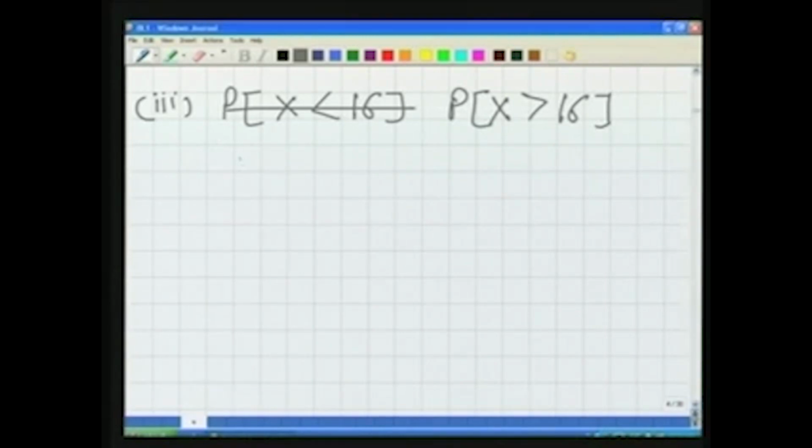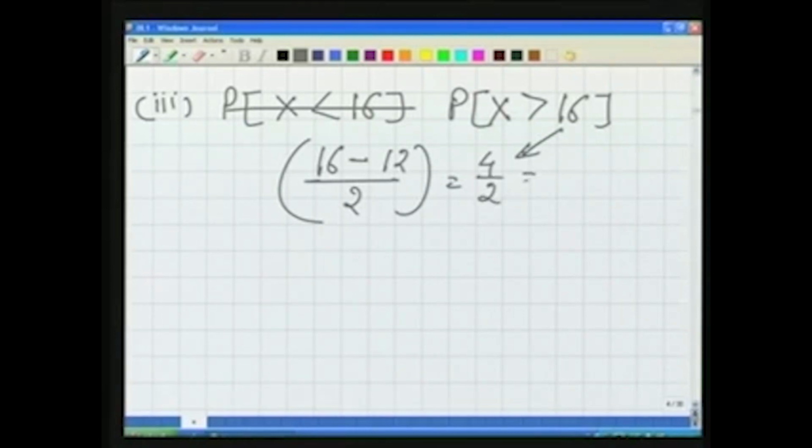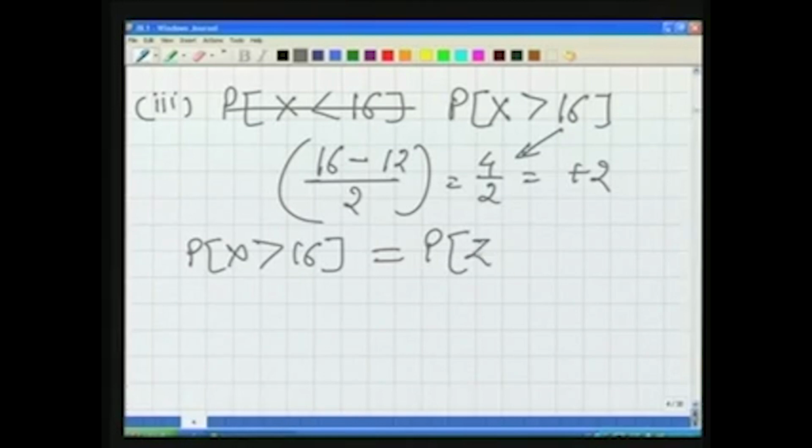Initially we will find the value corresponding to 16, and that will be 16 minus 12 divided by 2 as the usual case. So, 4 by 2, which is plus 2. That is the standard normal value corresponding to 16. The probability that x is more than 16 is the same as the probability that our standard normal variable is more than plus 2. Now, what is the meaning of this?